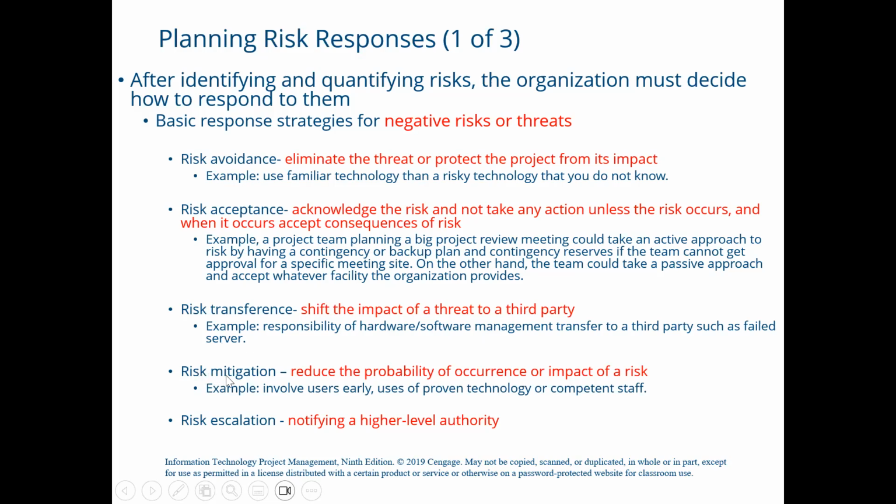The next strategy is risk mitigation, which means reducing the probability of occurrence or the impact of a risk. We can mitigate by involving the users early in the process, using proven technology or competent staff. These are all examples of mitigating the risk. Last is risk escalation, which means notifying a higher level authority.